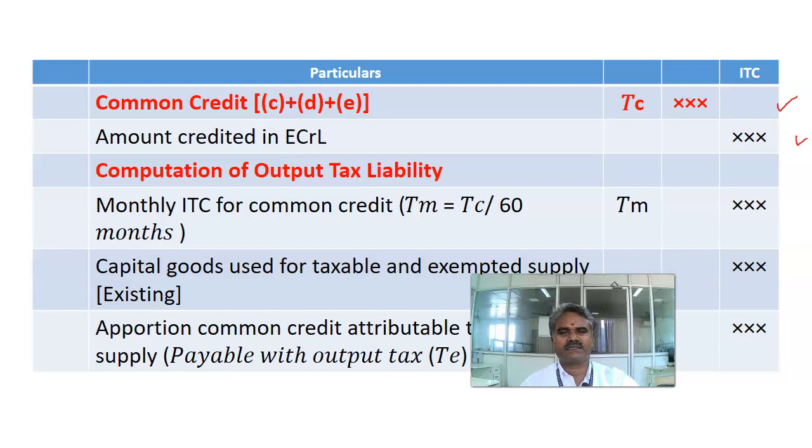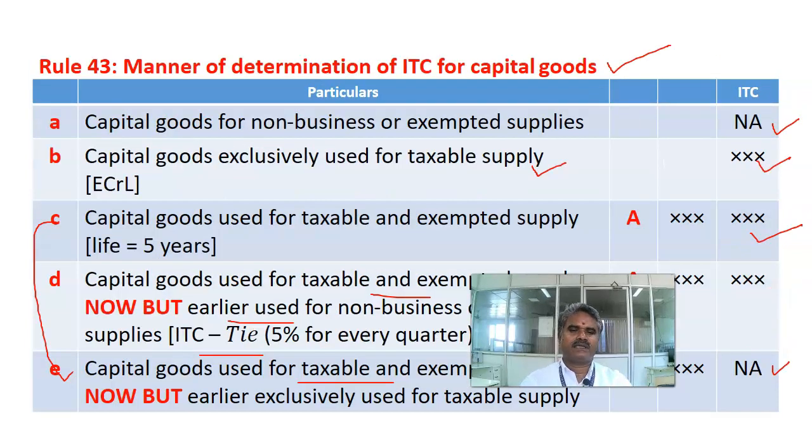Electronic ledger, computation of tax liability, monthly ITC, common credit, monthly and total. Capital goods used for taxable and exempted supply existing. Then apportionment. That's all. This formula is for the manner of determination of ITC for capital goods. Capital goods means assets, fixed assets, depreciable assets, everything.